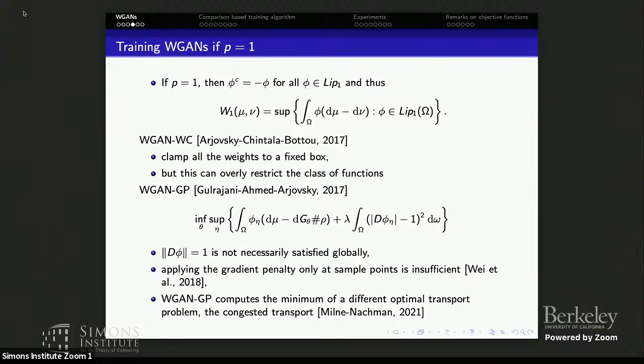We have two measures, and there are actually many different approaches regarding this. We may consider the interpolation of mu and the generated measure, and we can also consider other interpolations. Another analytic and interesting work is the following recent work. This problem, in fact, computes the minimum of a different optimal transport problem related to congested transport.